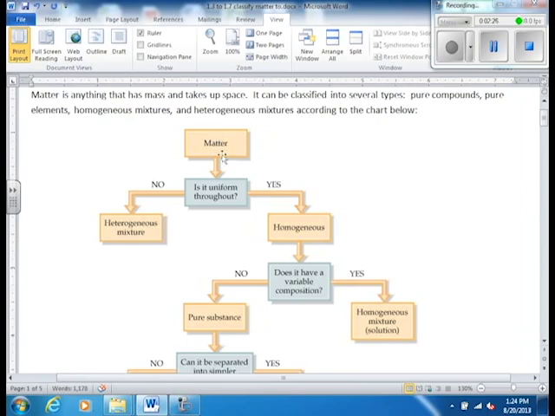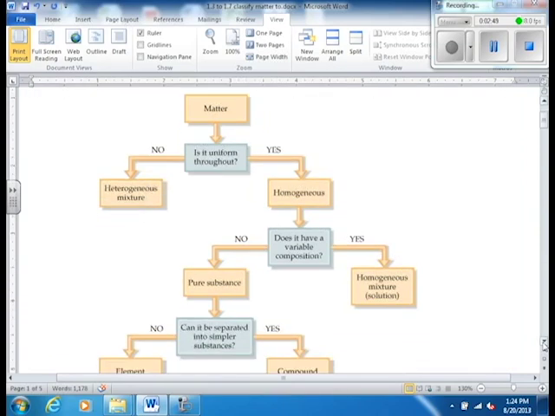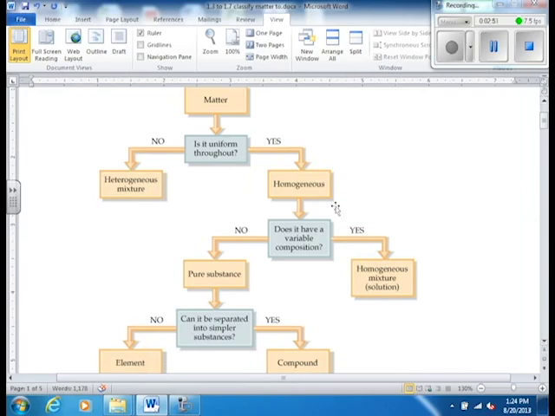So here's how we classify. Does everything look exactly the same? If not, we have a heterogeneous mixture, and you can stop with the chart. But if everything does look uniform, everything looks the same in there, then you have something that's homogeneous. Now we have to find out between homogeneous mixture, pure element, and pure compound. We have different questions that will let us know which is which, or what the substance is.